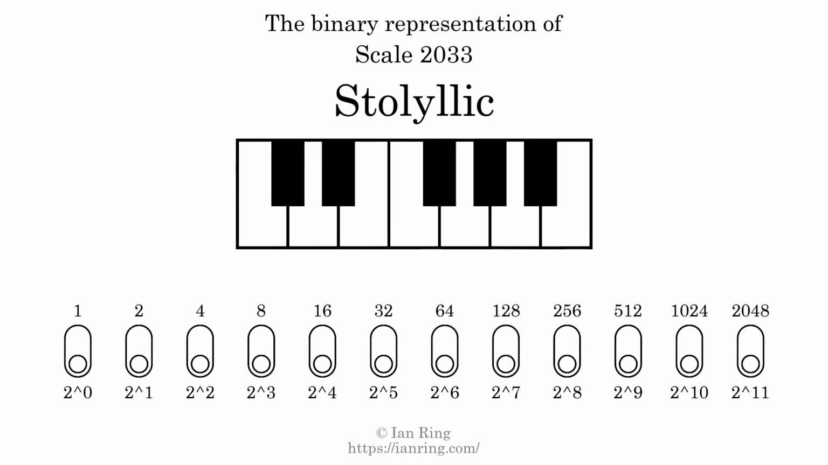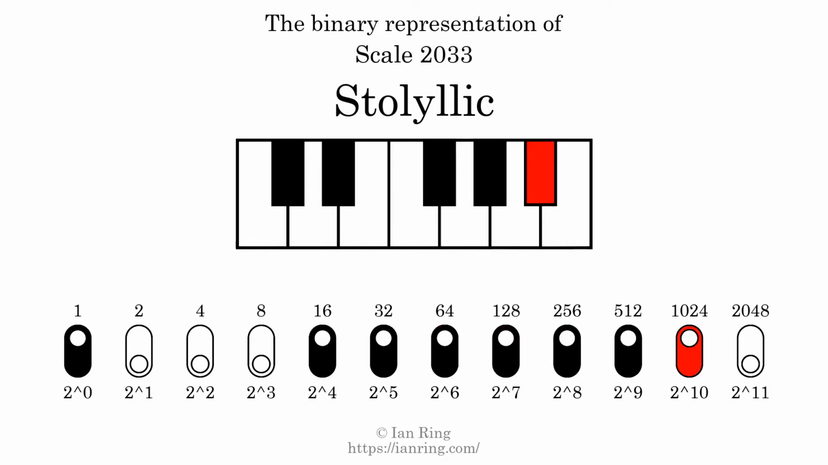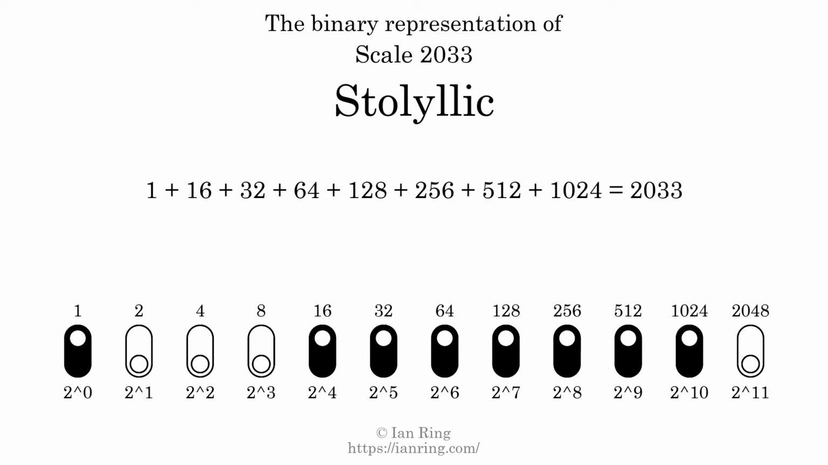The binary representation of this scale is determined by mapping tones of the scale to binary digits. Each binary digit represents a power of 2. To get the scale number, we add the powers of 2 together. The powers of 2 that are present in the scale, all added together, equals 2033. That is why the scale number, in decimal, is 2033.